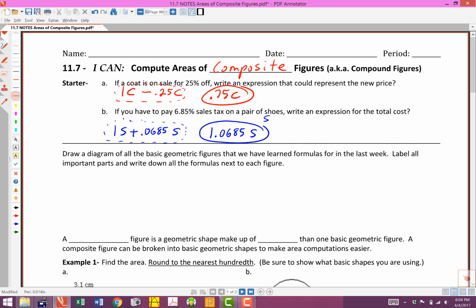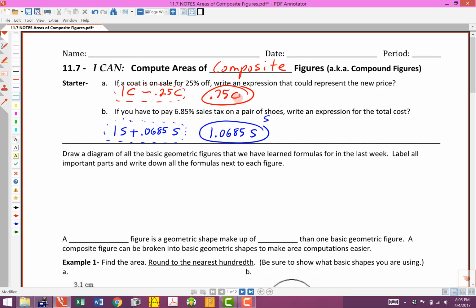Now, this isn't on here, but I would challenge you to be able to do a problem like this. Let's come back up here to this coat example. It's 25% off, so this is actually how much we're going to pay for the coat. We're going to pay 0.75 times C, 75% of the cost of the coat. Well, when we get up to the register, they're going to take that 25% off, but then they're also going to add tax on there.